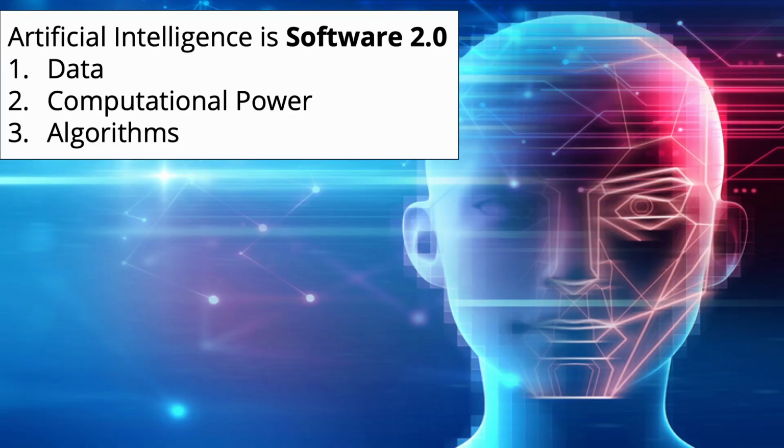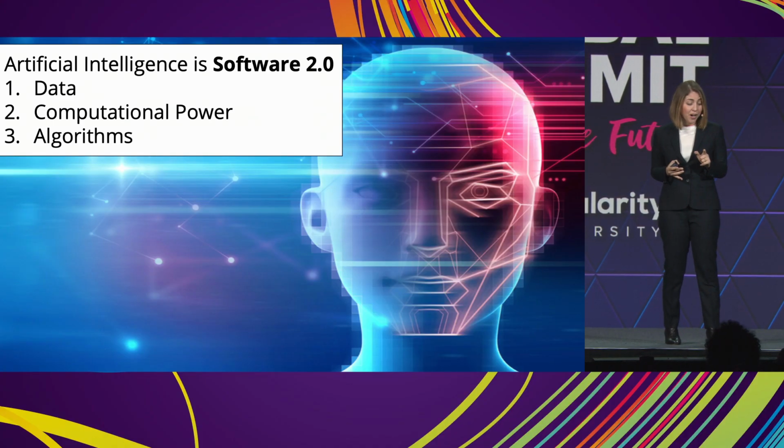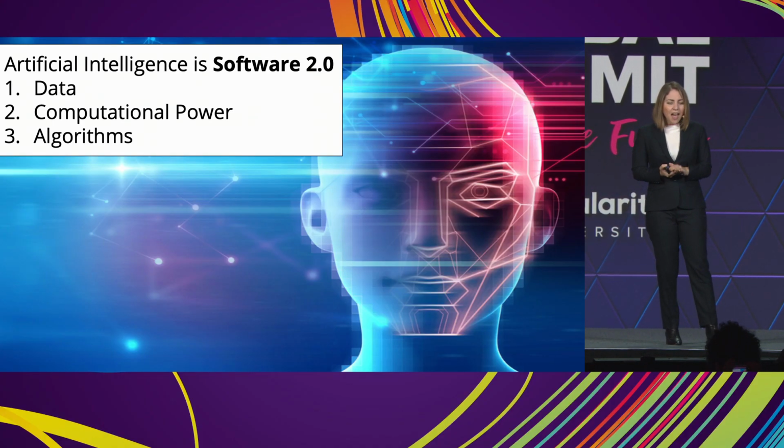So AI, narrow AI, I call software 2.0. And for software 2.0, there's 3 key inputs. There's data, computational power, and your algorithms. And a lot of people spend a lot of time focusing on the algorithms or the models. And they want to find some way of creating a new, better model. But when it comes to bringing your AI into business, it's not actually about your algorithm.